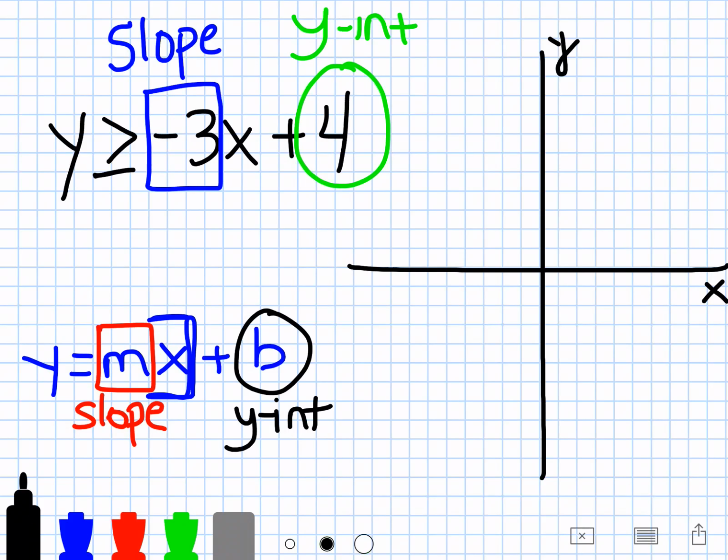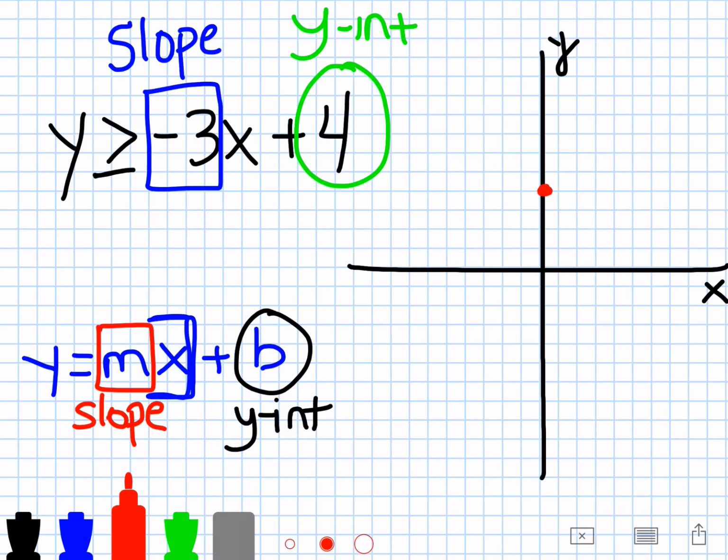The y-intercept is going to be the point that the graph crosses the y-axis. So if I have a y-intercept of a +4, I'm going to go to the middle of my coordinate plane and I'm going to count up 4. 1, 2, 3, 4. I counted up 4 blocks and I'm going to put a point there.